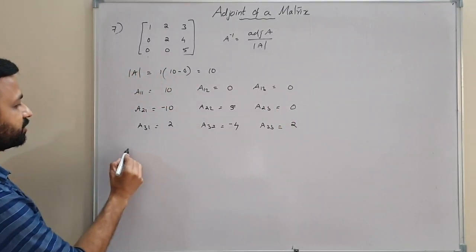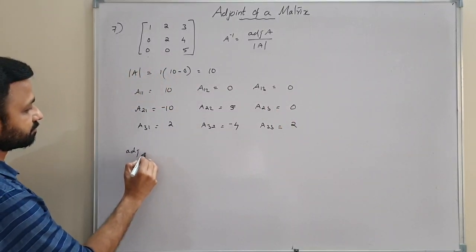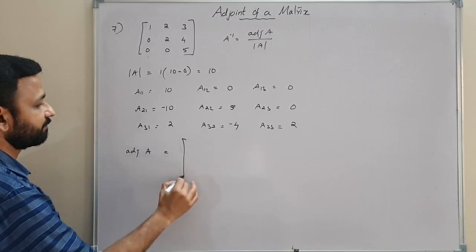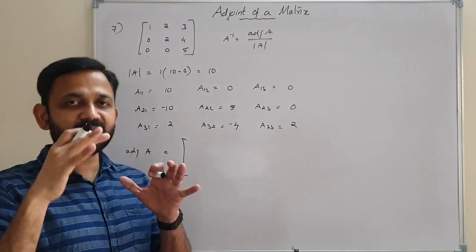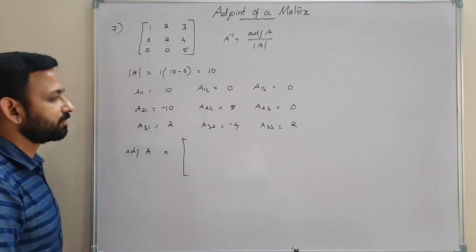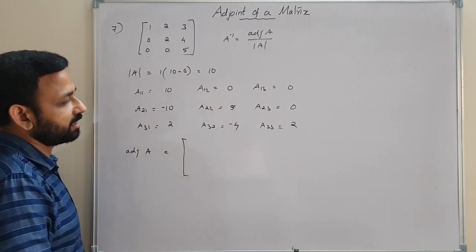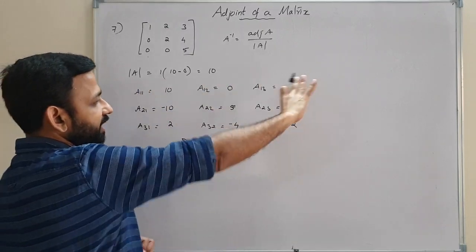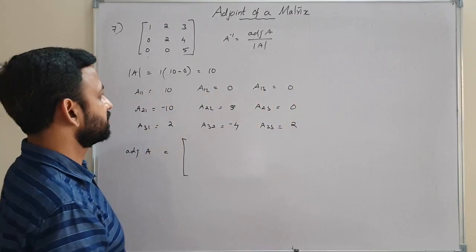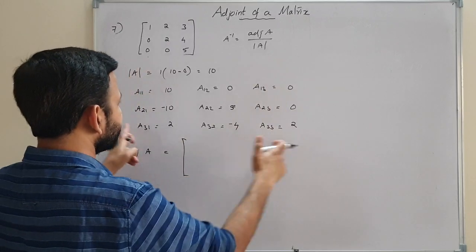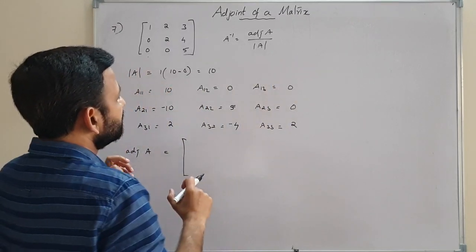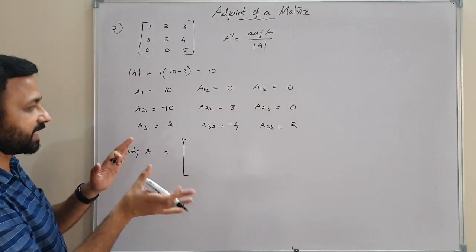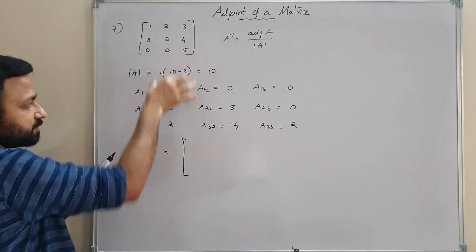Now we can find adjoint A. Adjoint A is the transpose of the cofactor matrix. So no need to write the cofactor matrix here. We can write adjoint A directly because we have written all the cofactors in the same order. When we write a cofactor matrix, we will get one matrix in the same order. So when we take its adjoint, that will be the transpose.